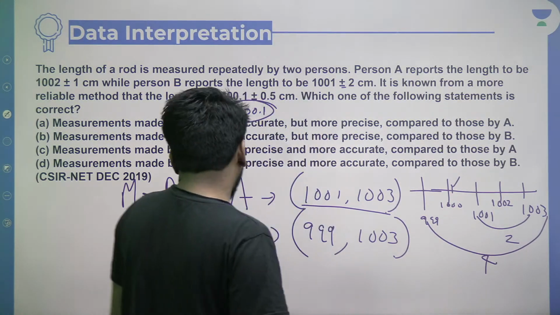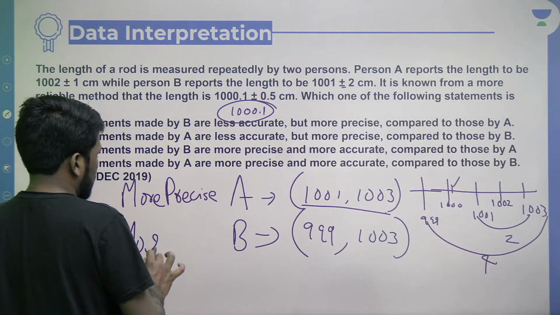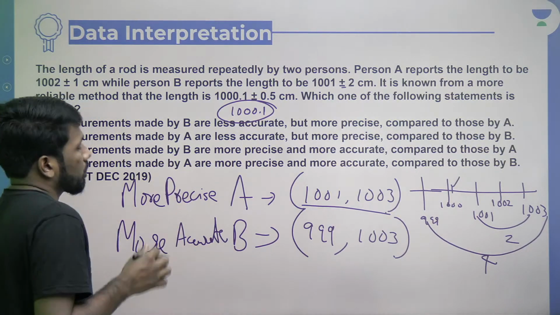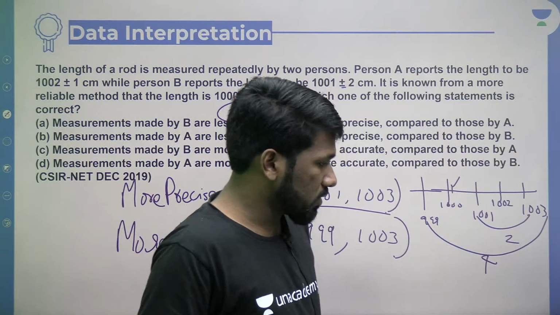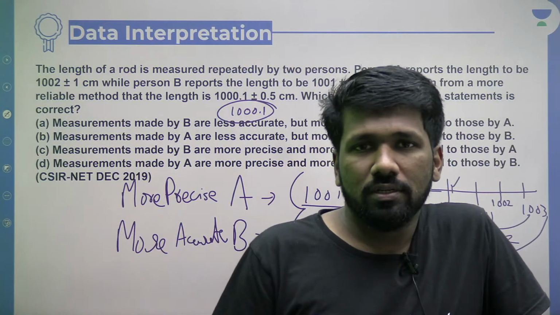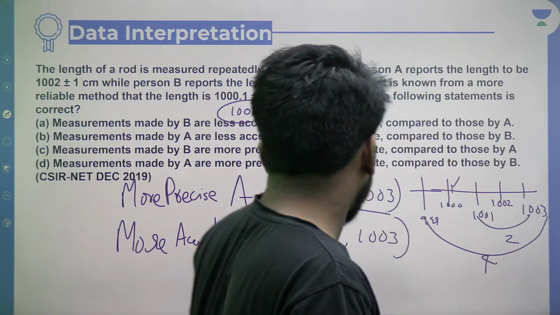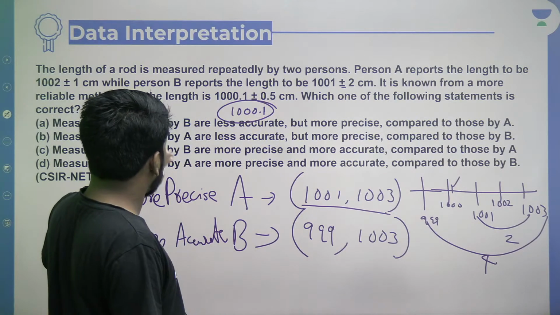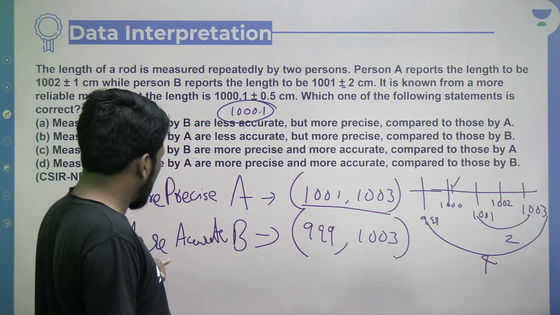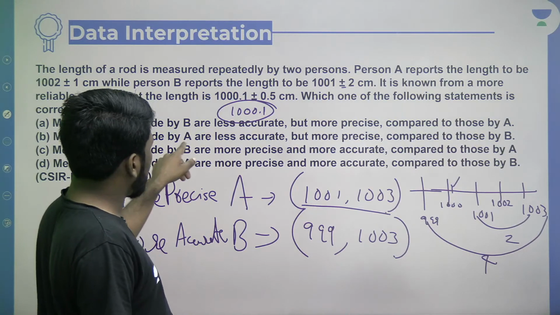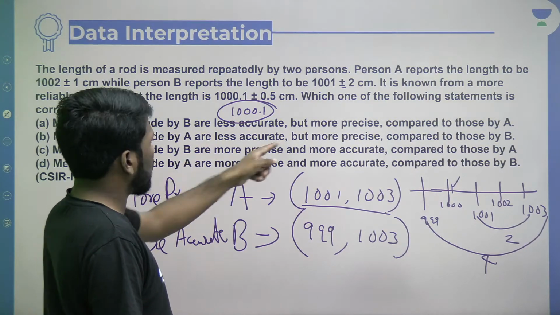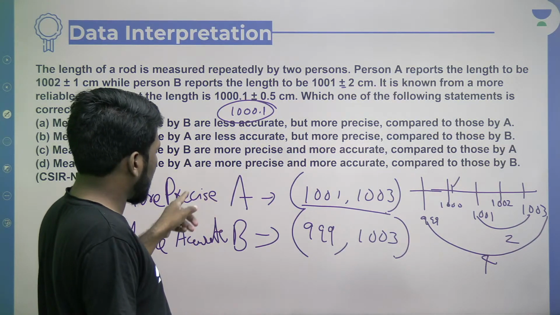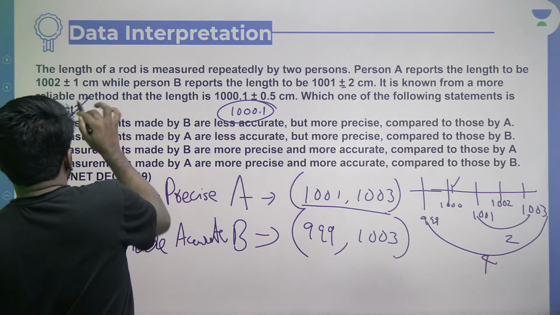So definitely B will be more accurate. Is this clear to all of you? Precision: A is more precise. Accuracy: B is more accurate. Now check which option says this. Measurements made by B are less accurate? No, B is more accurate. Measurements made by A are less accurate? Yes, A is less accurate but more precise compared to B. So option B is the correct answer.